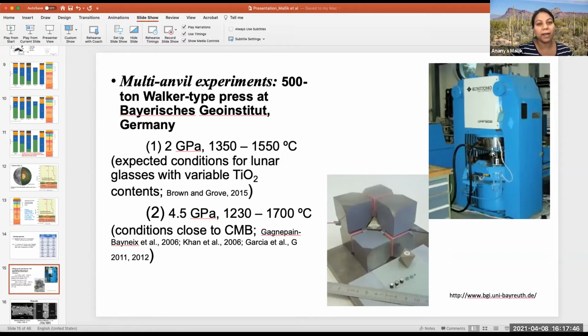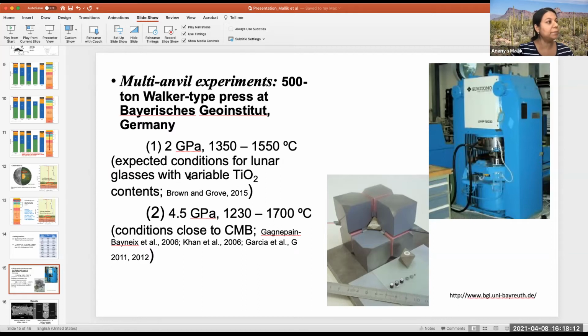What this gigantic hydraulic press can do is go to very high pressures and also high temperatures that can be explored in the lunar interior. The particular press that I used is actually not this one. It's a slightly smaller version of it. But nevertheless, I was able to go up to 4.5 gigapascals of pressure using that smaller version of the multi-anvil.